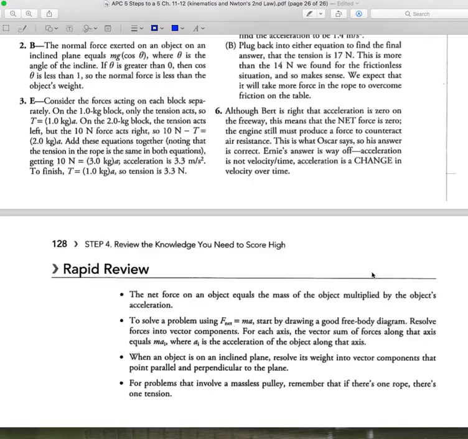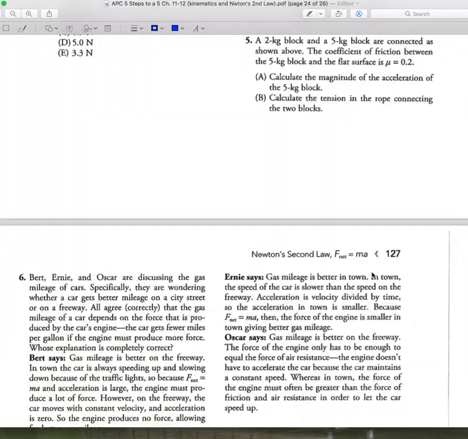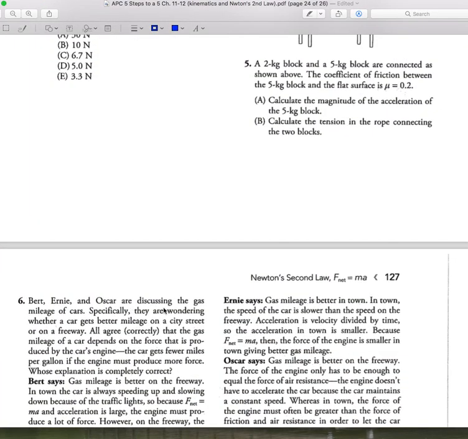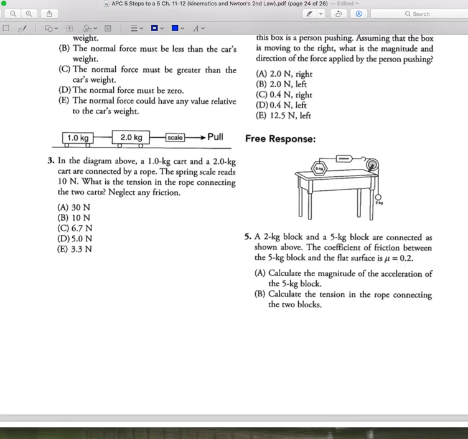And again, some sample questions. And there should be answers at the end anyhow. Oh, Bert, Ernie, and Oscar. Okay, so that's it.